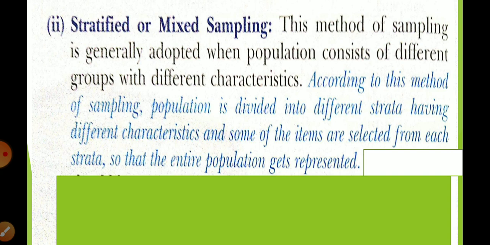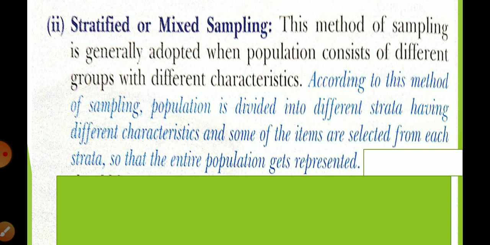This method of sampling is generally adopted when populations consist of different groups with different characteristics. We are going to make use of stratified or mixed sampling when we are able to divide the universe into two groups.